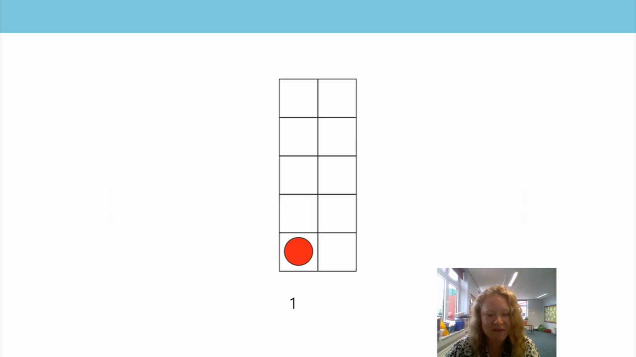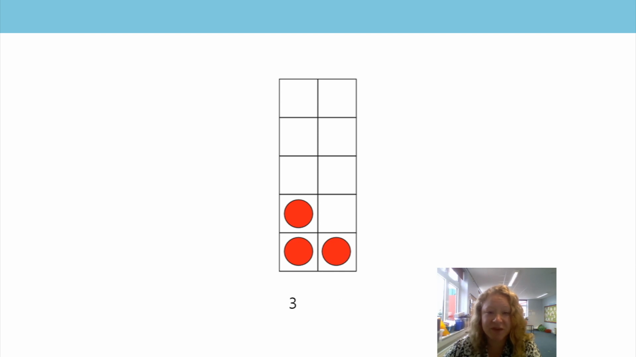So I just want you to have a look now at what's happening here. We've just got one counter all by itself in our tens frame, and we're going to add 2 to this. Can you picture what might be about to happen? Have a think. 2 counters have come to join it. So we had 1 and we've added 2 and we now have 3 counters, our next odd number.